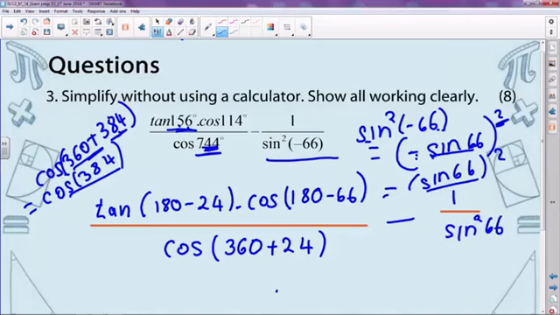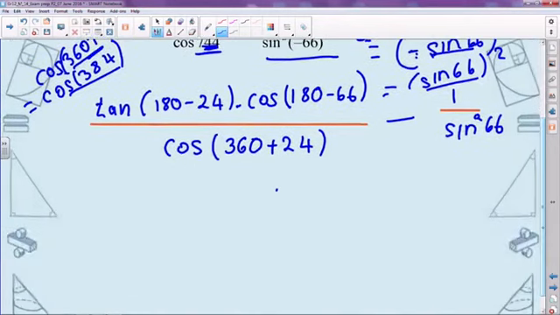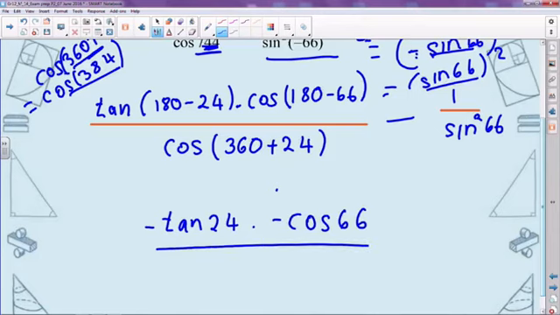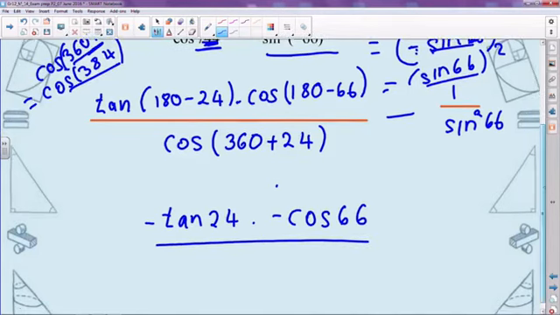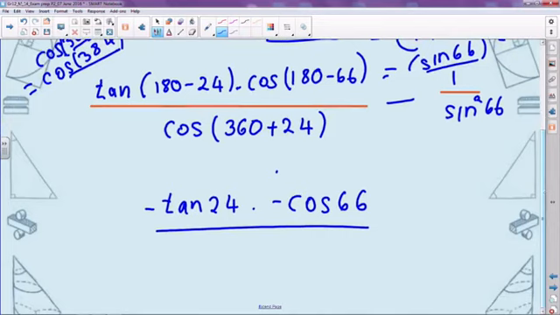Okay, now let's do a bit of reduction here. Tan of 180 minus 24, well, that's in the second quadrant, so I'll get negative tan 24. Times cos of 180 minus 66, that's also in the second quadrant, so we get negative cos 66, and that's over. Cos of 360 plus 24, that takes me into the first quadrant, and cos is positive there, so this will just be cos 24.